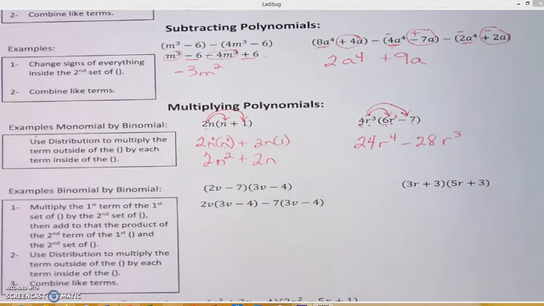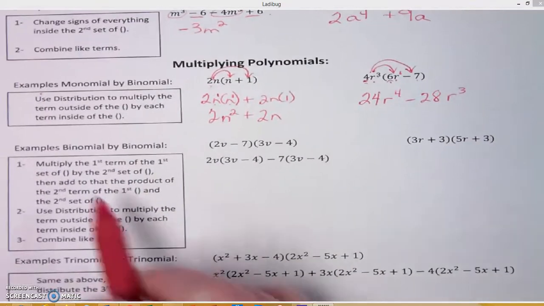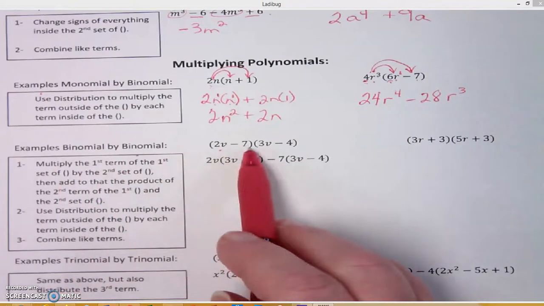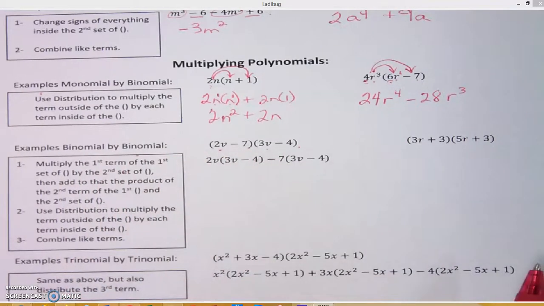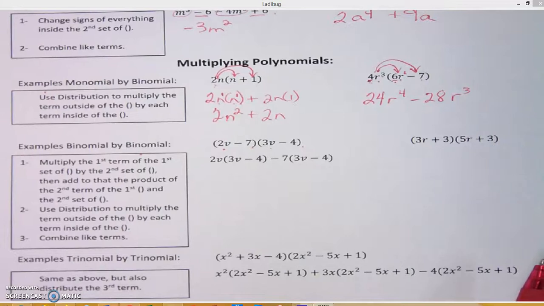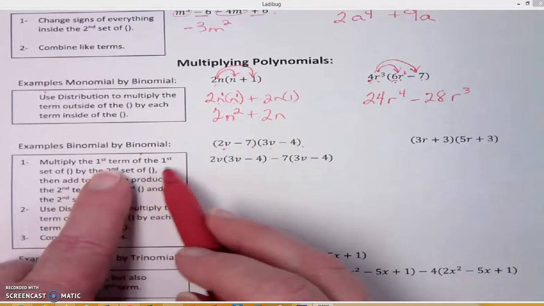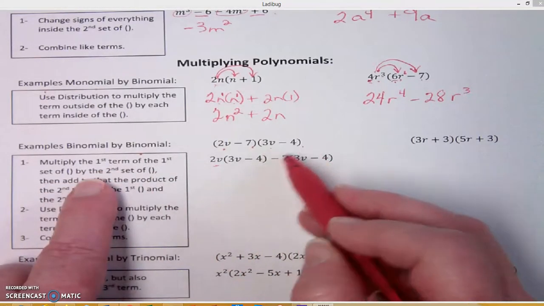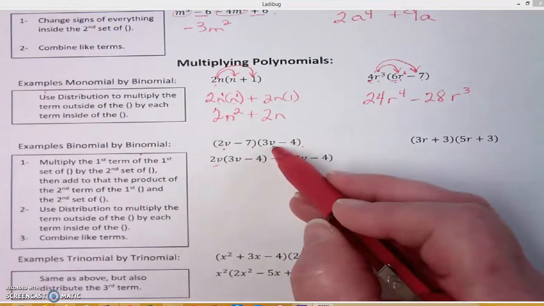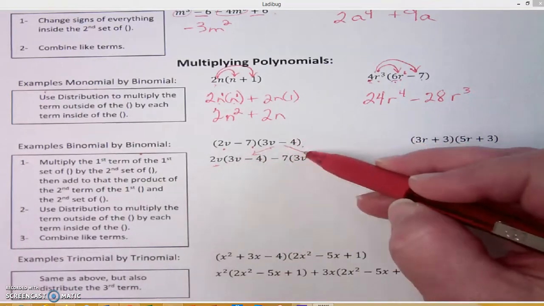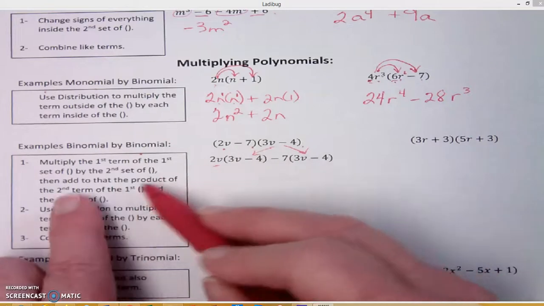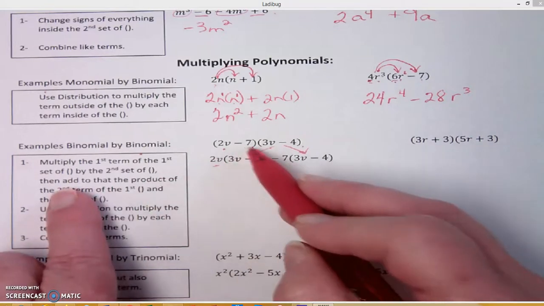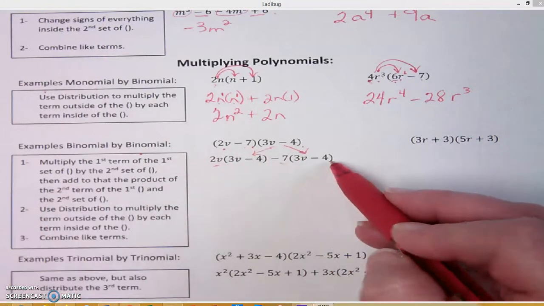So we're going to do something very similar whenever we multiply a binomial by a binomial, 2 terms times 2 terms. Sometimes we refer to it as FOIL. It's also referred to as double distribution. We're going to multiply the first term of the first set of parentheses, that 2v, by the second set of parentheses. So I just copied over this here and here. And then I added to that, or subtract, -7 times that set of parentheses also.